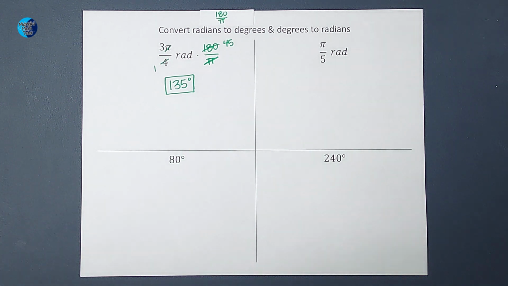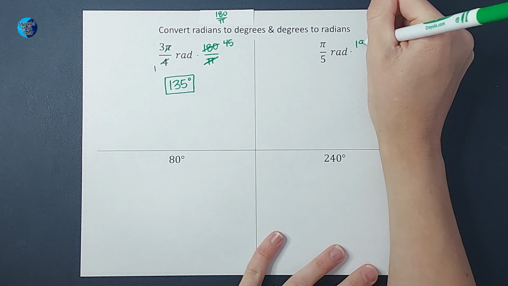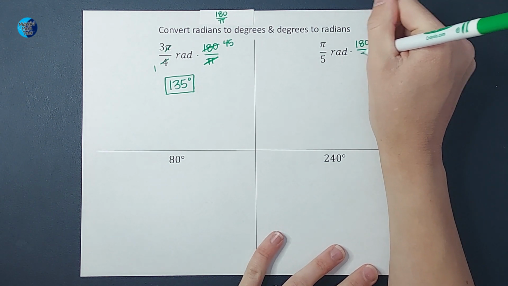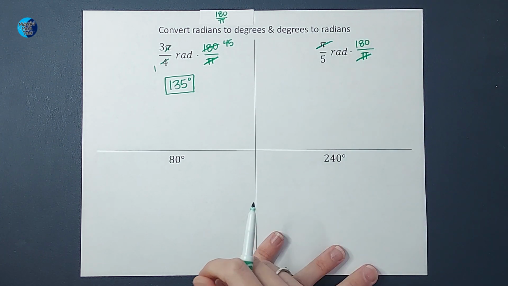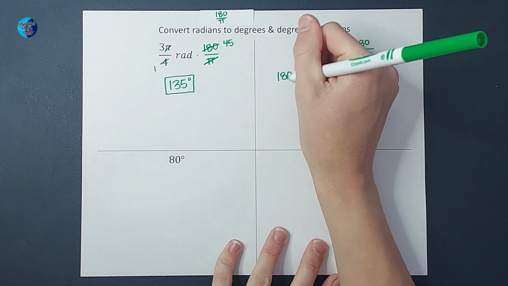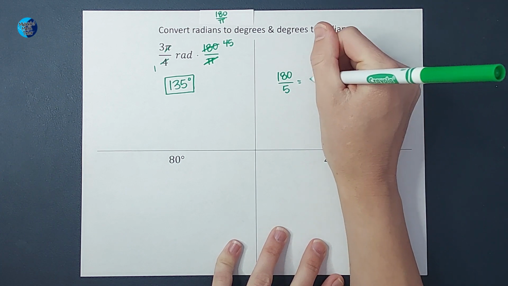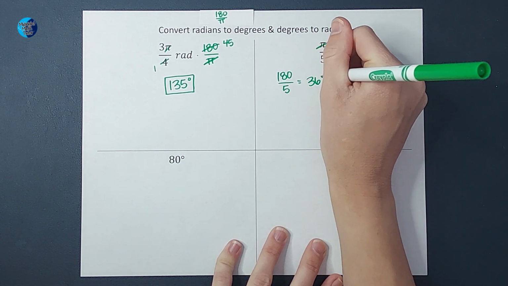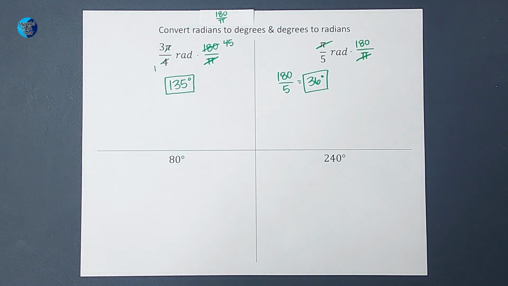All right, let's go ahead and do this again. I am going to multiply by 180 over pi. Again, the pi's cancel. And I end up with 180 over 5, which when I divide that, it ends up being 36 degrees. Look at that. Now we're going the other way.